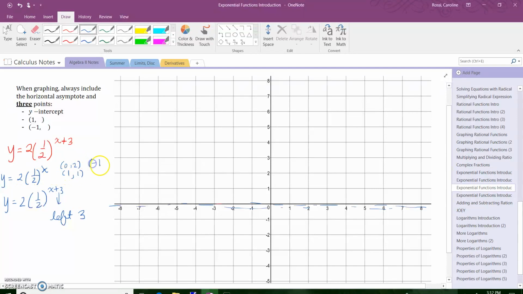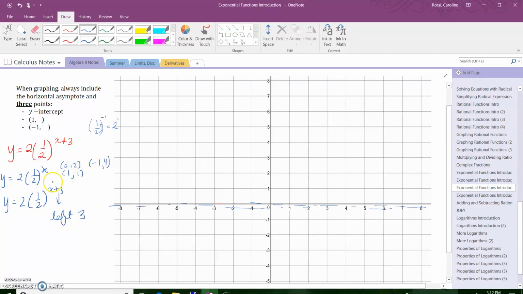Now let's plug in -1. A half to the -1. You got to be good at doing your negative exponents. Put the 2 up top to make it positive. That'd be 2 to the +1. Okay, so that's 2. 2 times 2 is 4.